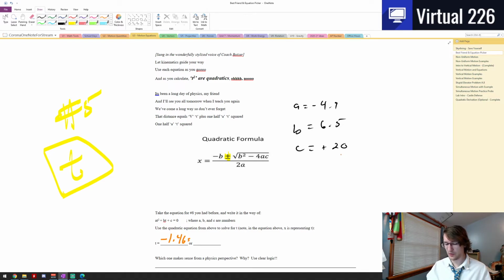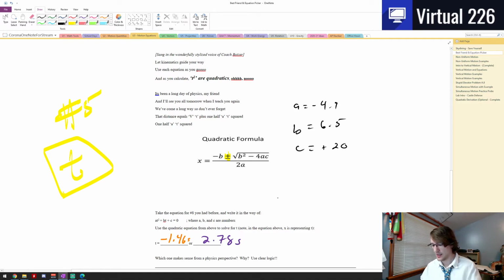So negative 6.5, because the minus of b, minus this time the square root of b squared, so 6.5 squared, minus the quantity of 4ac, so 4 times negative 4.9 times 20, divided by 2a, so that's going to be negative 9.8. That's 2 times negative 4.9. And we get a value of 2.78 seconds. At least that's what I got here in my calculator.